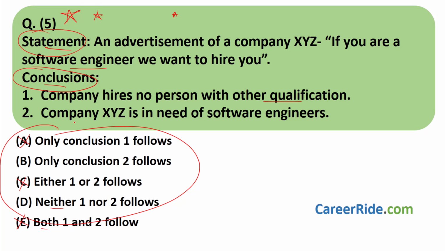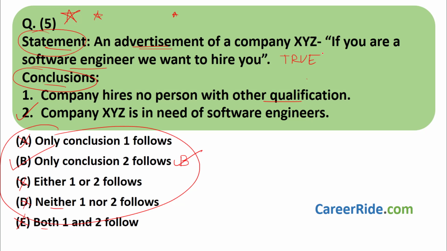Now what is the second conclusion? Company XYZ is in need of software engineers. This is correct. Why? If they are in need of software engineers, only then will they put up an advertisement that if you are a software engineer, we want to hire you. So conclusion 2 follows for sure, okay. Neither 1 nor 2 follows is not the case because 2 follows. So the answer is B, only conclusion 2 follows. See how over here we took the statement as true and we solved the problem, okay.